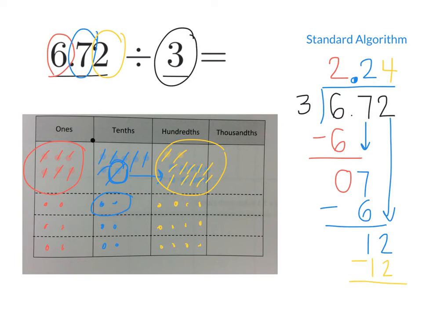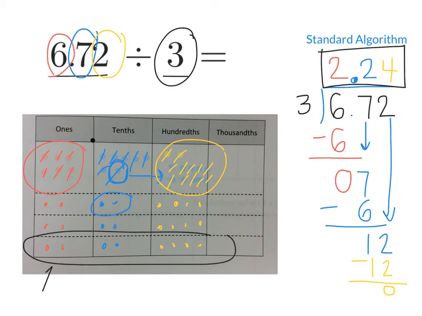And how many are left? 0. Do I have anything left in my whole to divide up? No, I'm done. So my final quotient is on top of my standard algorithm, 2.24. Let's see if that matches up to what's in one group. Do I have 2 ones? Do I have 2 tenths? And 4 hundredths? So you can see my place value chart and my standard algorithm show the same math.